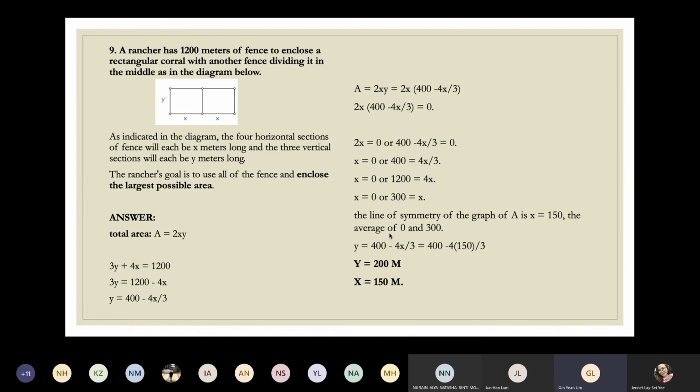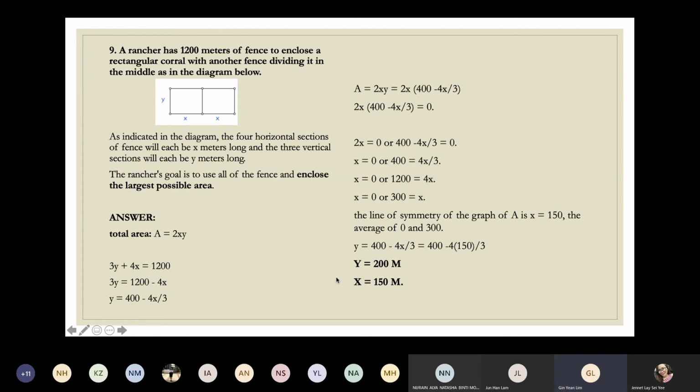You get the line of symmetry of the graph, which equals 150 because 300 plus 0 divided by 2, you get 150. So your x will be 150 meters. To get your y, you just substitute back the x you get into the equation you formed just now. y equals to (400 minus 4x) over 3. Then you will get y equals to 200 meters, x equals to 150 meters.